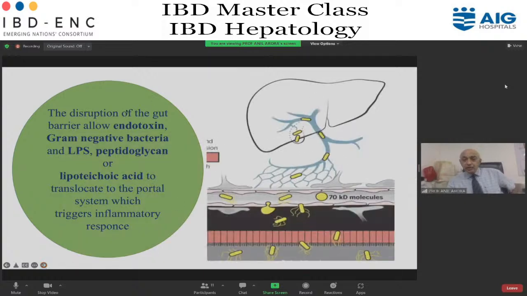However, somewhere down the line, whenever there is an injury in the gut mucosa, and whenever this mucosal component is disrupted because of a number of reasons, like in the presence of inflammatory bowel disease, a large number of endotoxins, lipopolysaccharide, peptidoglycans, and lipoteichoic acid tend to transgress through this disrupted mucosa. Now, this is not 70 kD, this is only 70 D. Earlier, 4,500 Dalton molecules could go. Now, with disruption of the gut barrier mucosa, even smaller substances up to 70 Dalton can easily transgress the mucosal barrier and enter into the circulation.